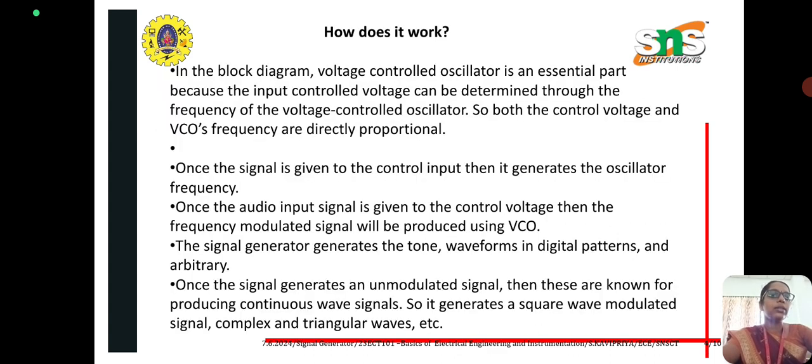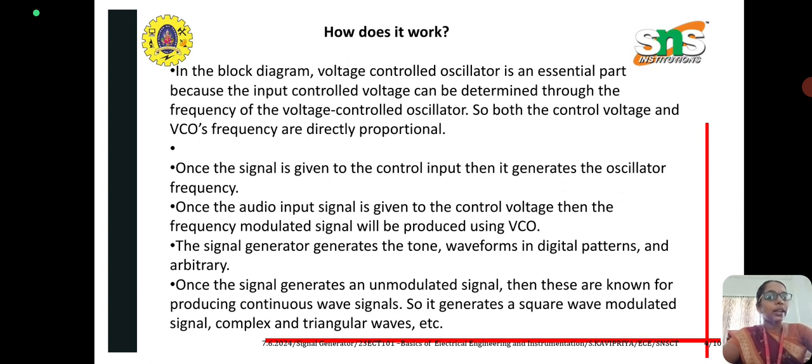And next is how does this generator work. In the block diagram, the voltage control oscillator is an essential part because the input control voltage determines the frequency of the voltage control circuit. So both the control voltage and the VCO frequency are directly proportional. Once a signal is given to the control unit, it generates the oscillator frequency. Once an audio input signal is given to the control voltage, then the frequency modulated signal will be produced using this VCO. The signal generator generates tone, waveforms in digital pattern and arbitrary.